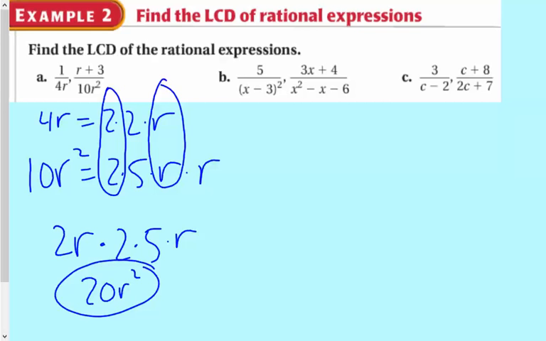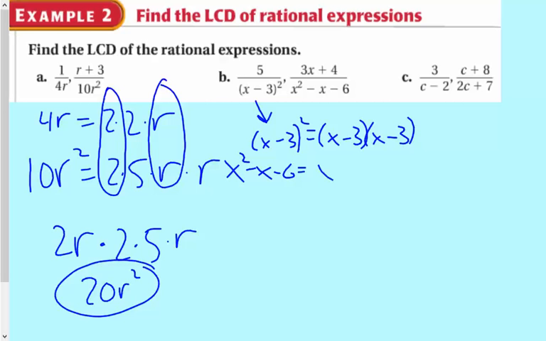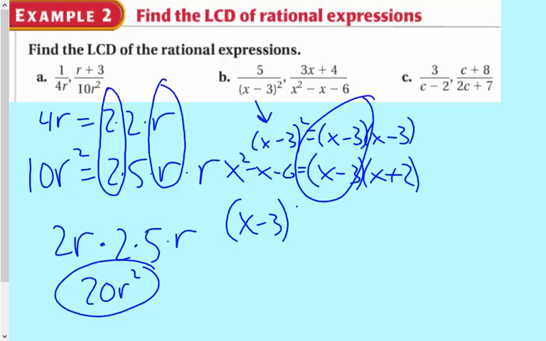Alright, this one here, we have x minus 3 squared. So that's x minus 3 times x minus 3, if I put it into factored form. And then you have x squared minus x minus 6. That's x minus 3, x plus 2. And again, you're going to circle the common factors. So you have an x minus 3 and x minus 3. You're going to write that down once. You have x minus 3. And then you write down what's left over. You have an x minus 3 and an x plus 2.